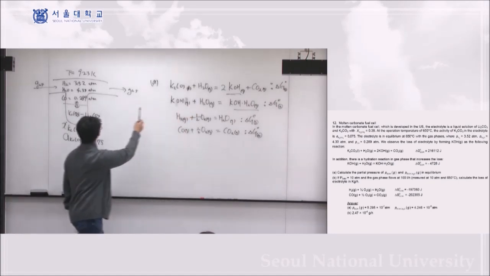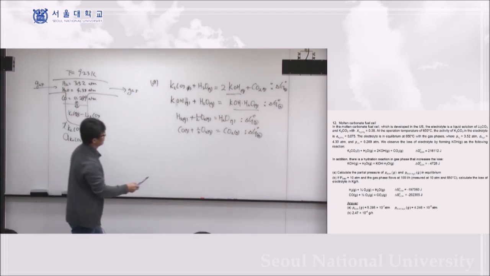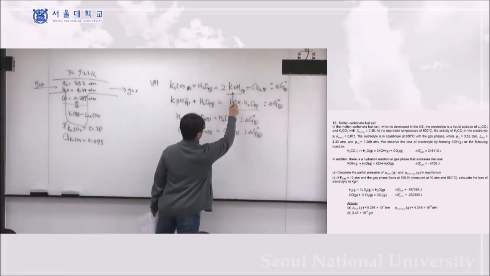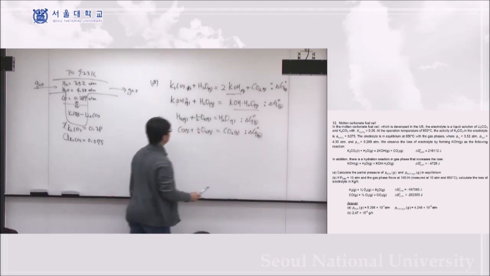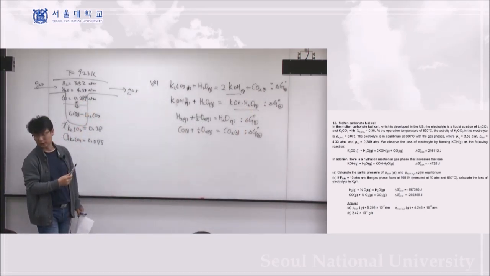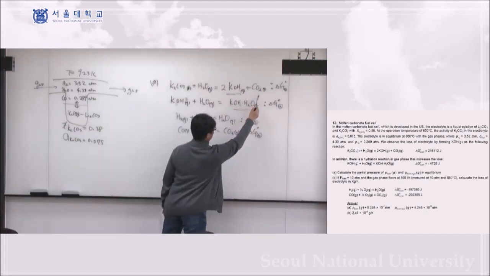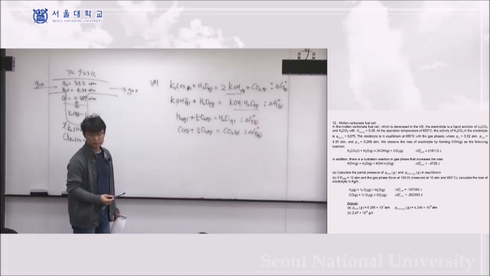H2O partial pressure is given. And then this is unknown, this partial pressure, the CO2 partial pressure. CO2 is not given here. Yeah. So we cannot solve just directly using the delta G naught 1 here. Yeah. So we have to find a way to get this partial pressure of CO2.